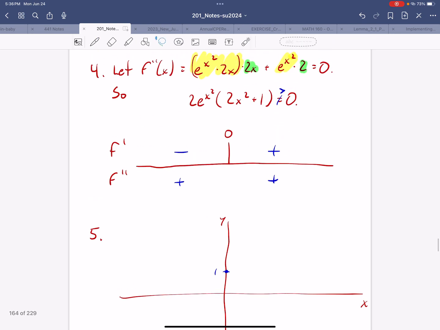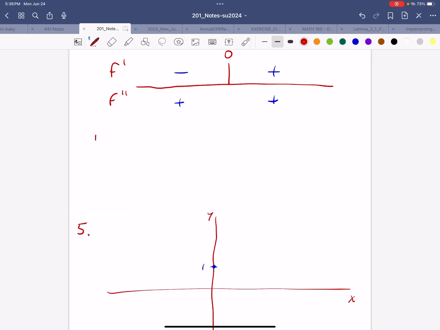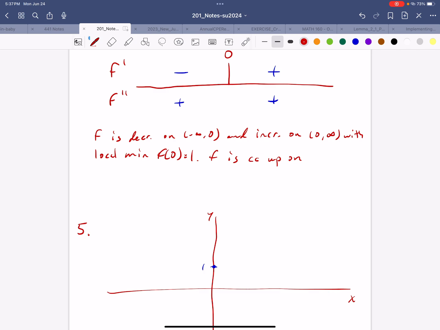Oh shoot, I forgot to write in words what our graph is doing. Let's move this down and quickly write it here. f is decreasing on negative infinity to 0, and increasing on 0 to infinity, with local minimum f(0) = 1. f is concave up everywhere. That's all there is to say. There's no inflection point or anything.